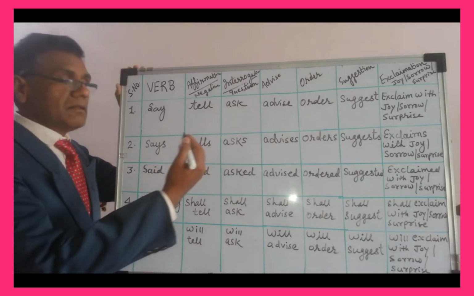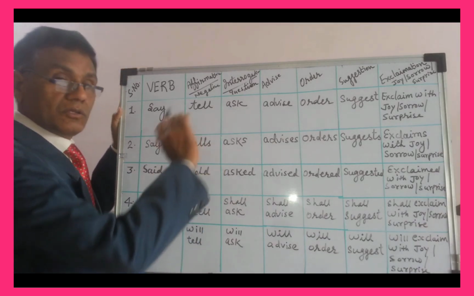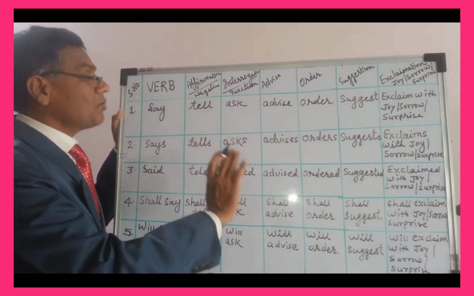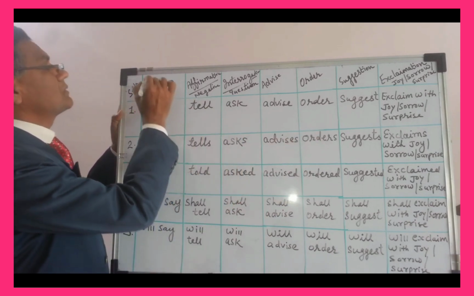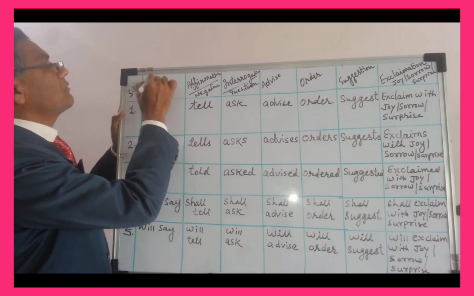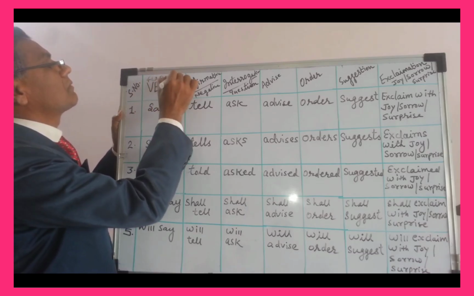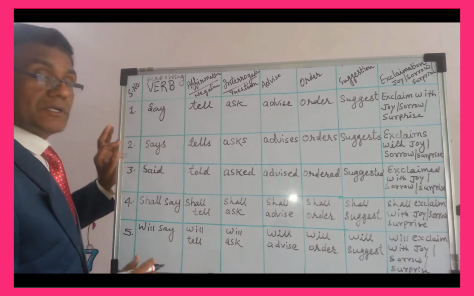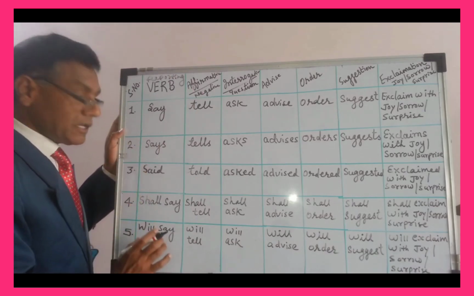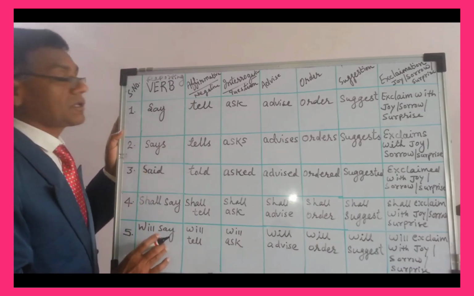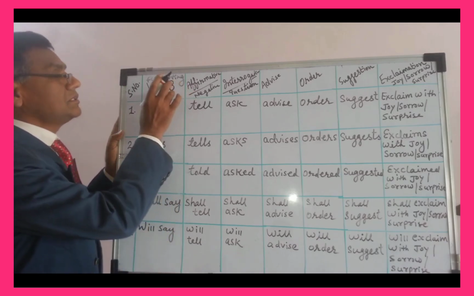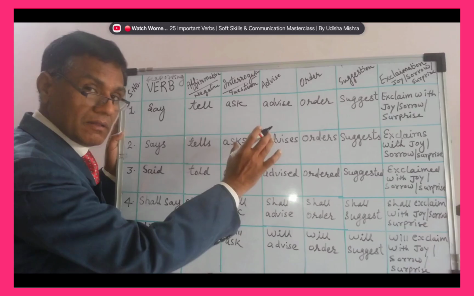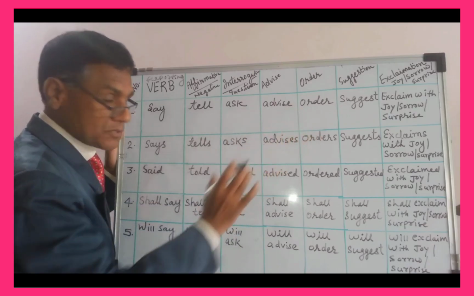How to change the reporting verb? Here you can see this is the table by which you can understand the reporting verb. This is called the reporting verb. You can easily understand that these are the serial numbers of all reporting verbs. There are basically 5 reporting verbs, and these are the reporting verbs. These are the sentences reported in the present in the reported speech.